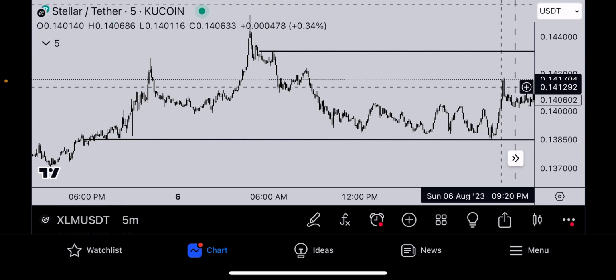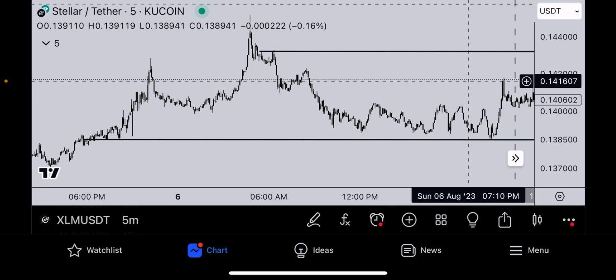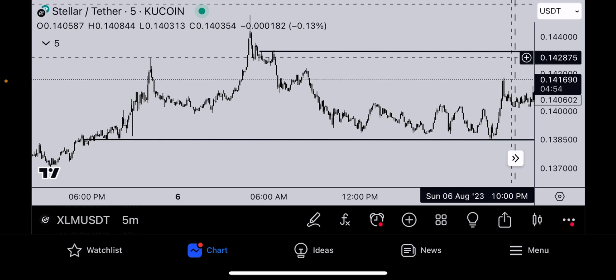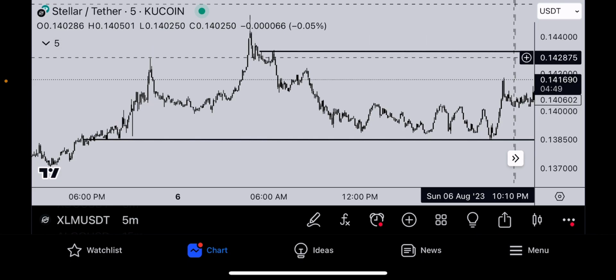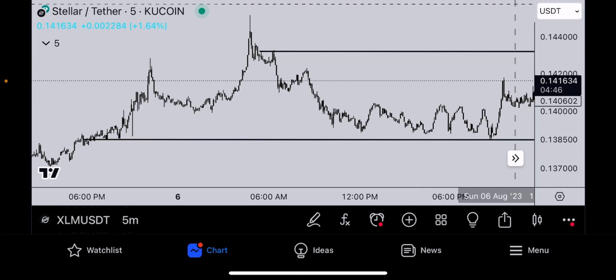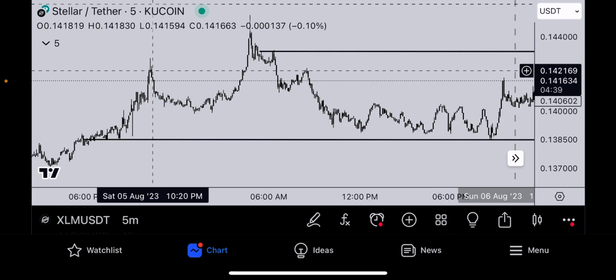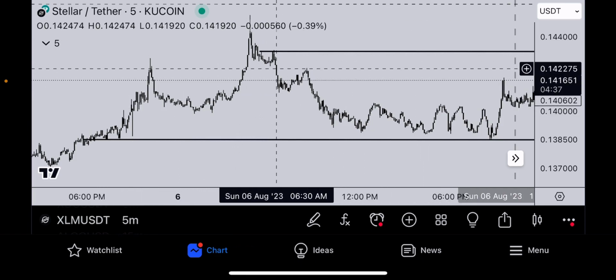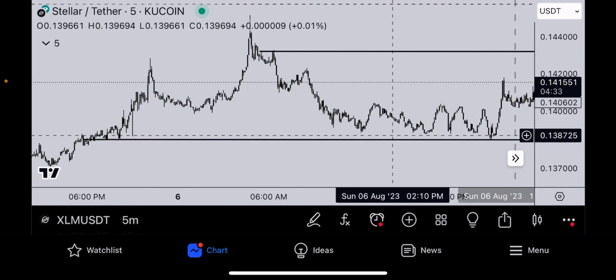Now, if you look over here, this is the Stellar XLM chart, 5-minute KuCoin. This dotted vertical line here is about where I saw the setup. So the setup is essentially this. We have this top off, right? And we come down, we take down these lows here, okay?